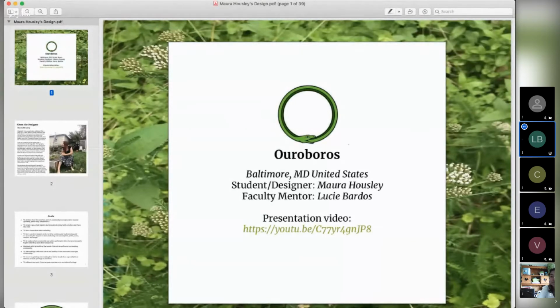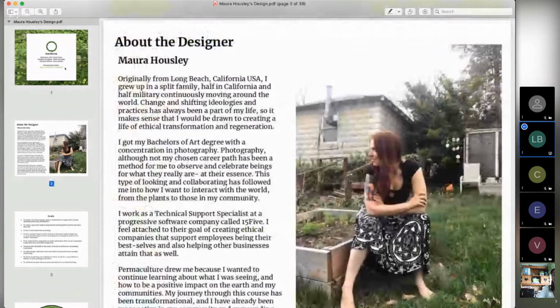Okay. So this is my student Maura, who's based in Baltimore, and she completed her design a couple months ago. And I really loved what she was doing. She was designing not only her own backyard, but also bringing in a community garden project into her design and a community building aspect as well. So when you're doing permaculture, you really just dive into who you are and what your goals are.